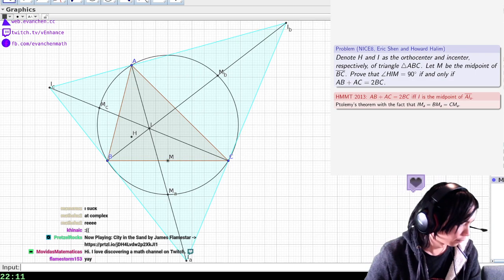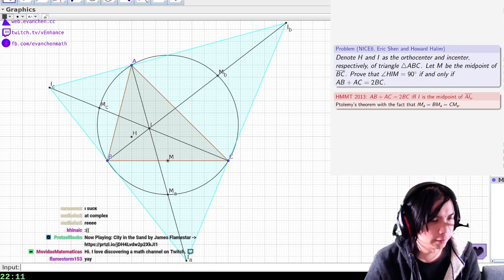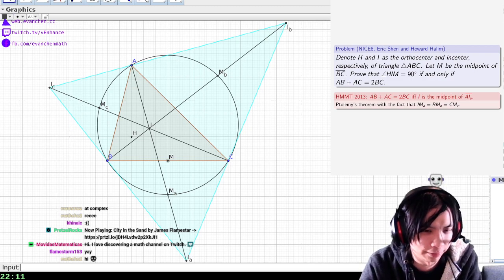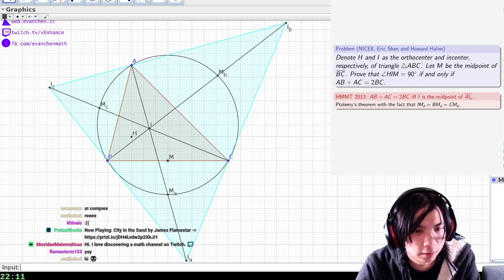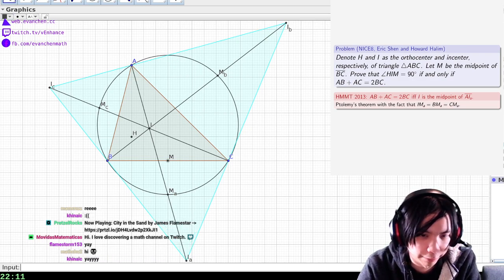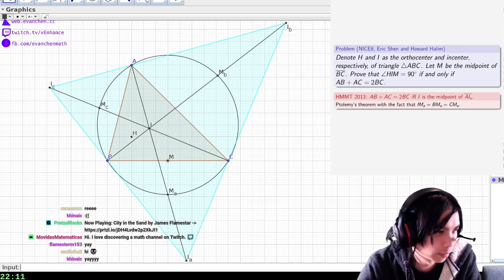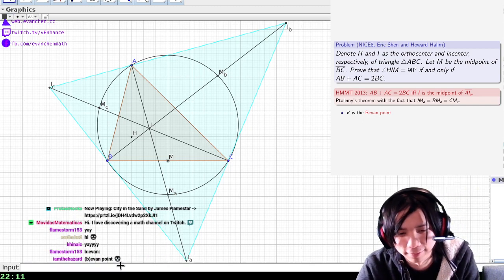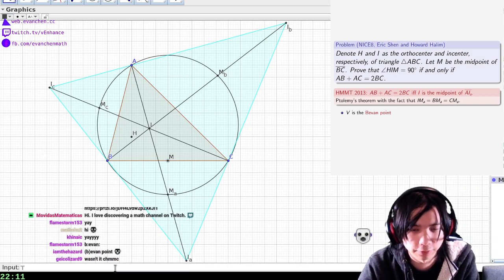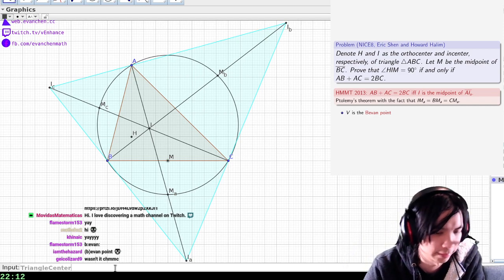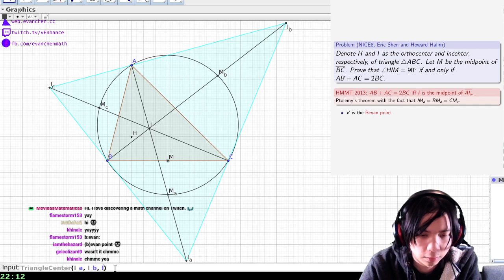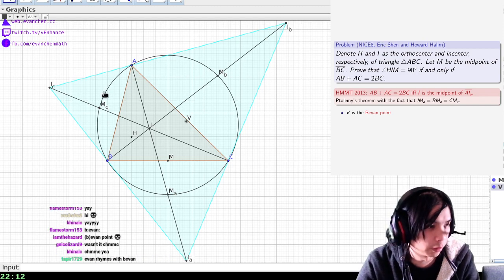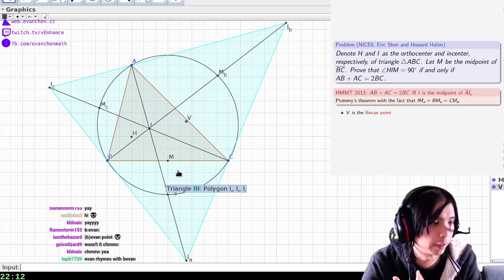Okay, so this solution is based on what is called the Bevan point, which you may remember from CMIMC on a recent stream. I want to introduce V with the Bevan point. So what is the Bevan point? There's a couple definitions. First is that it's the circumcenter of the light cyan triangle. That point right there. So the circumcenter of the triangle whose vertices are all three excenters.